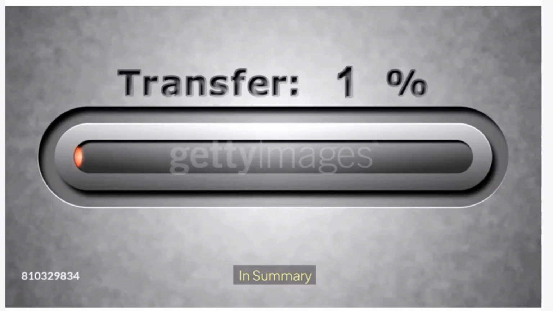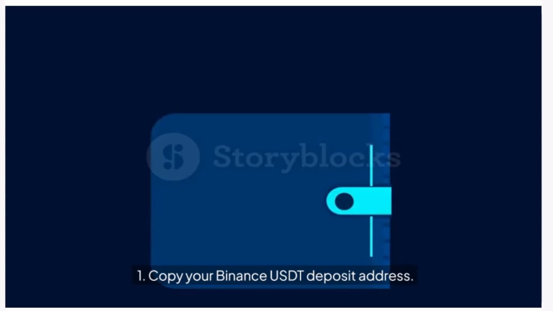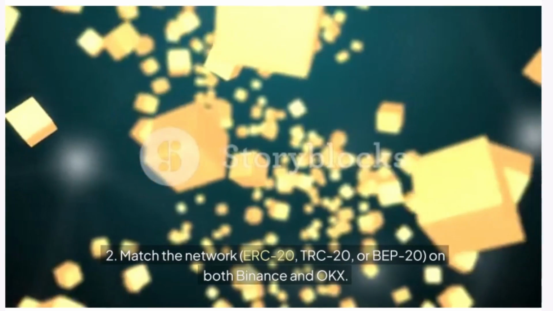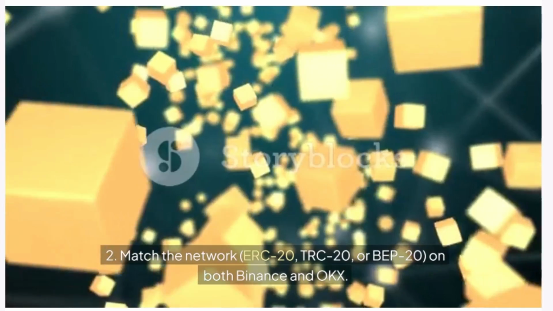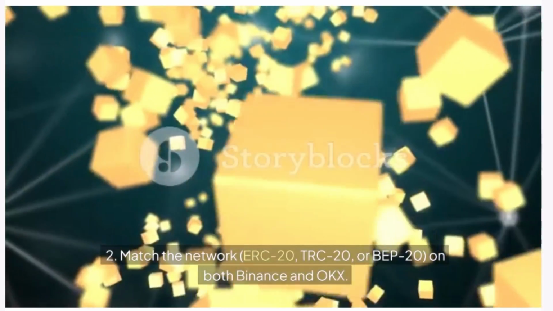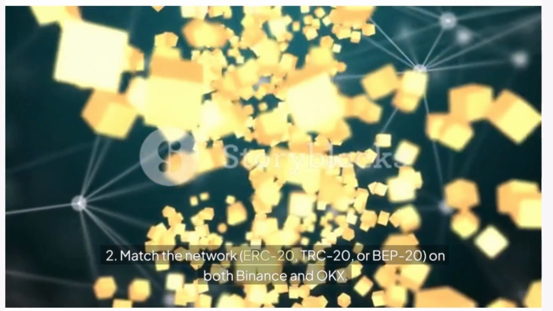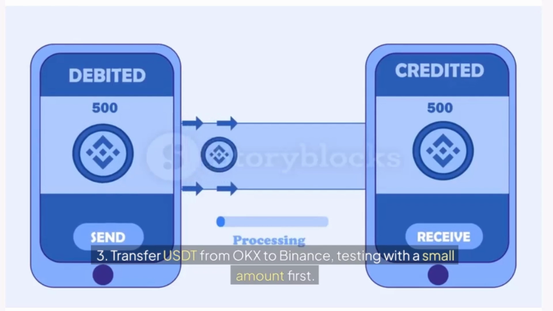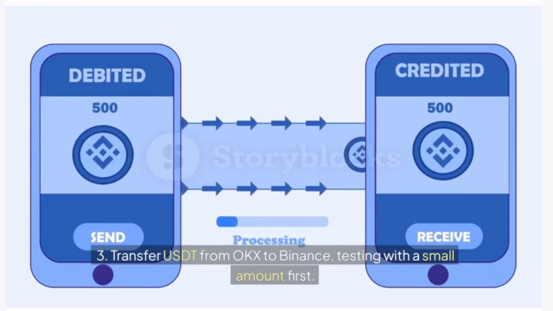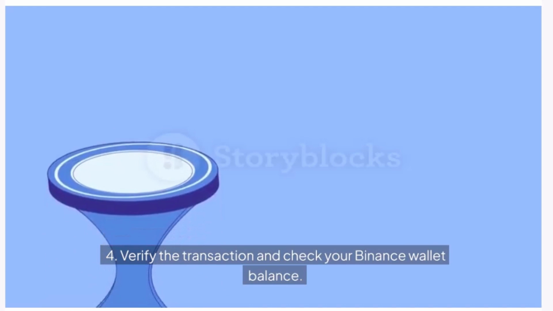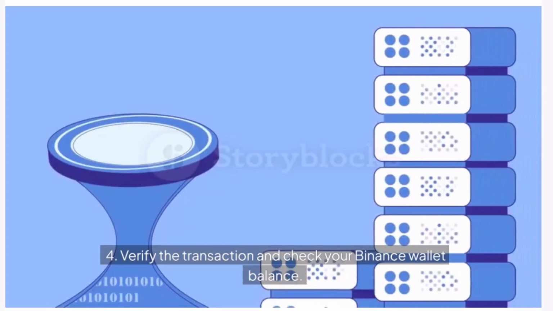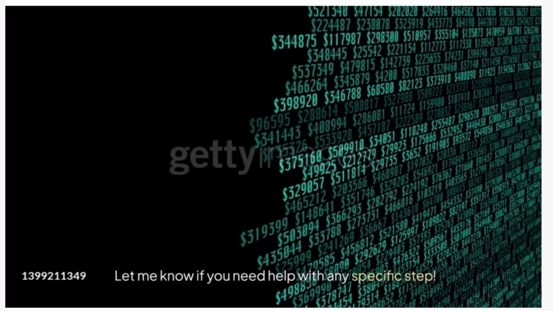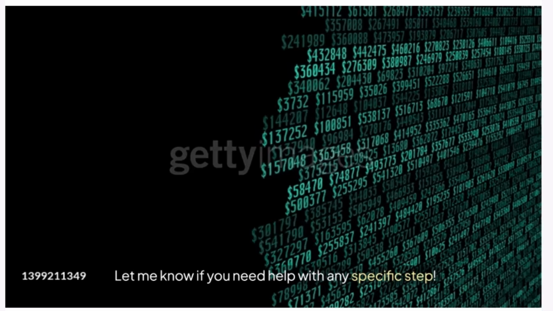In summary: 1. Copy your Binance USDT deposit address. 2. Match the network, ERC20, TRC20, or BEP20, on both Binance and OKX. 3. Transfer USDT from OKX to Binance, testing with a small amount first. 4. Verify the transaction and check your Binance wallet balance. Let me know if you need help with any specific step.